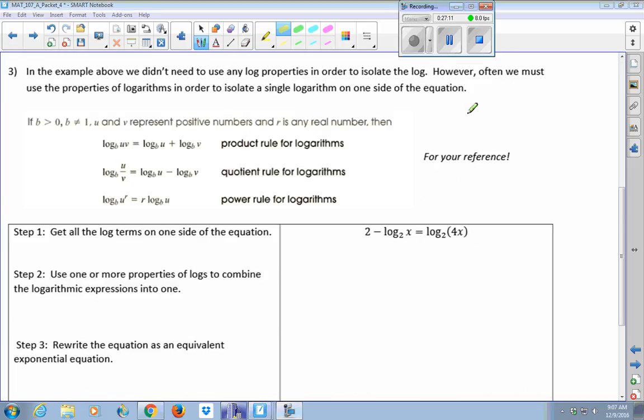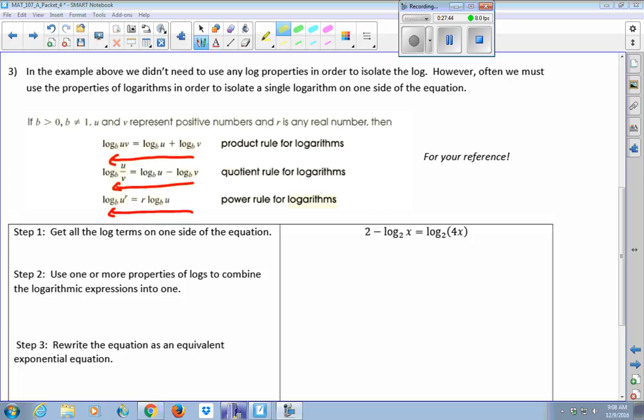As you recall, we spent a whole day looking at log problems. We looked at expanding logs that were products or quotients or a power to a power, and then condensing them back. So we worked from left to right on these equations, and we worked right to left. We had a whole class filled with working with those properties. Today, this is the direction we're going to go in for the next problem.